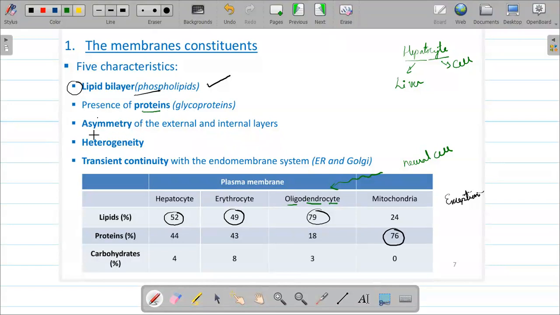So I'll be discussing some more things today: proteins in the membrane, the asymmetrical nature of the arrangement of layers, heterogeneity, and transient continuity with the endomembrane system. These are the four important properties I have to deal with.